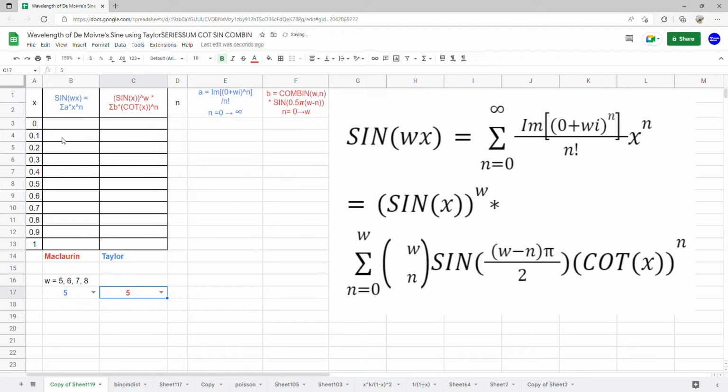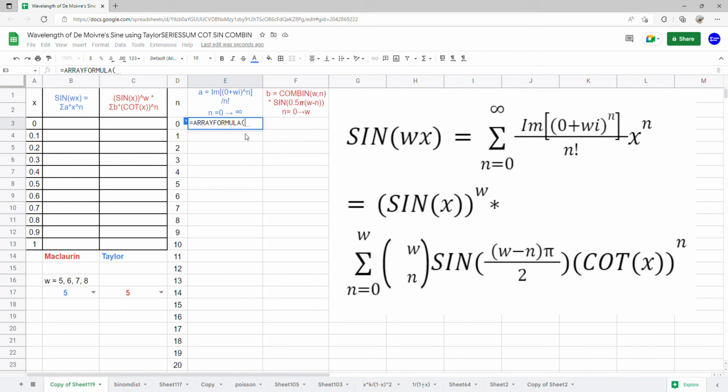And the Moivre is in the form of the Taylor series, summation of a times x to the power n, where the value of n is from 0 to infinity, and the value of a is the coefficient, which is the Moivre in the form of the Moivre. That is the imaginary part of 0 plus wi raised to the power n. So that's the complex number raised to the power n. Begin with the de Moivre's complex number.